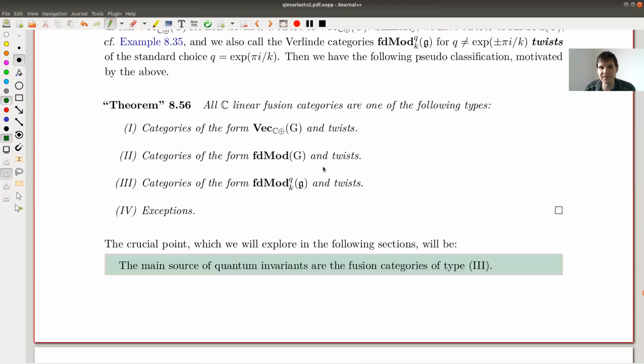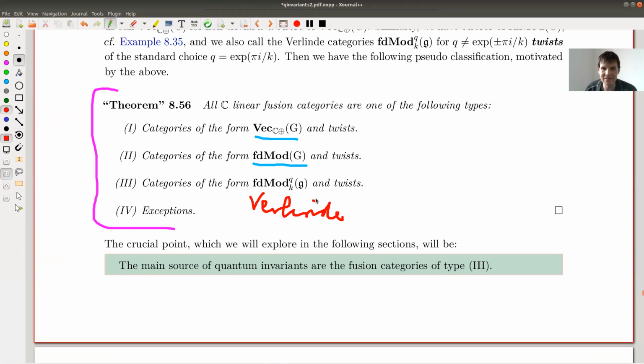And this is kind of a pseudo statement. A pseudo theorem that people usually use, obviously this is not a theorem because I don't tell you what exceptions are, but a pseudo theorem you should keep in mind is: all fusion categories come in the following types: Vect G, modules of G, or Verlinde. And that's basically it, up to exceptions.